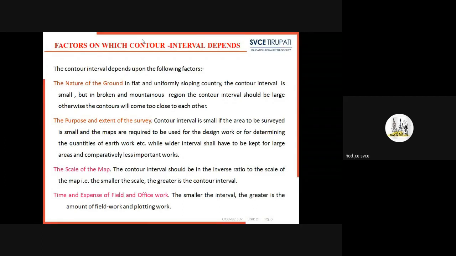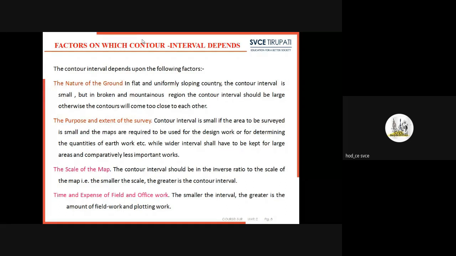If the purpose is efficient, then your work will also be efficient. You have to do it without any errors, right? And next, the scale of the map, the scale ratio, right? So the scaling of the map will vary with conditions.